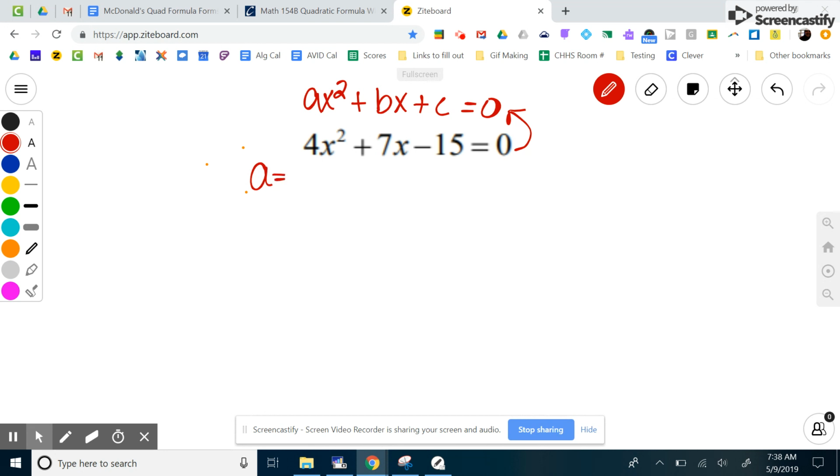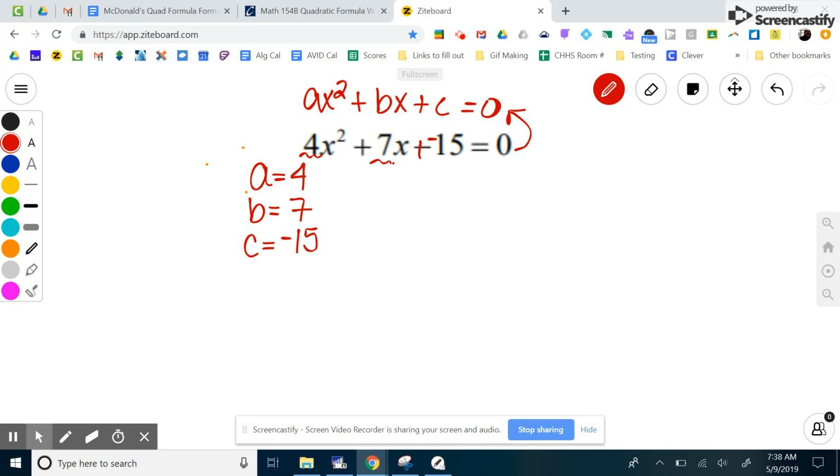So this time, A is 4, because it's in front of the x squared. B is 7, because it's in front of the x. And C, it's actually a little bit tricky. This is a negative 15 hiding there. So C is negative 15. Because we have an x term, we do have to do the quadratic formula for this one. So we're going to go ahead and do the quadratic formula now.